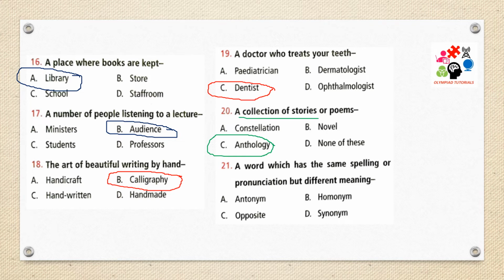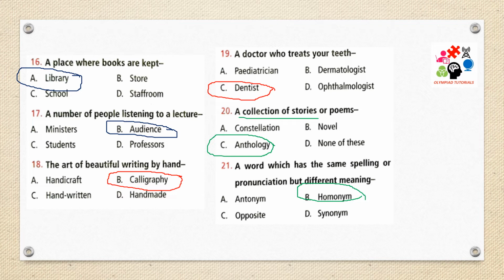Next, a group of words which has the same spelling or pronunciation but different meaning is called antonyms, homonyms, opposite or synonym. So your answer is going to be homonym. They have the same spelling and pronunciation, but the meaning is going to be different. Like antonyms is opposite, synonym means same meaning words, and homonym means these words have the same spelling, the same kind of pronunciation, but the meaning is different.